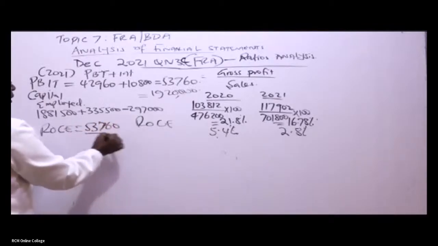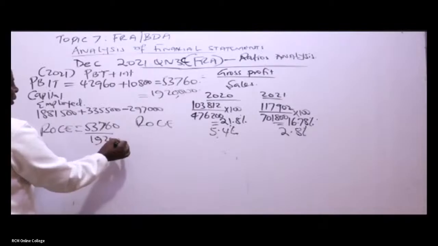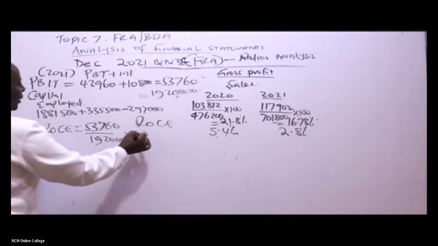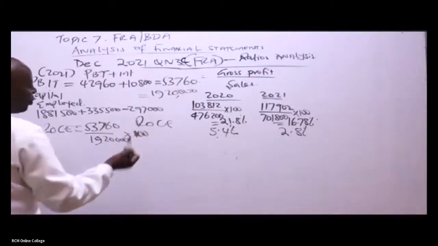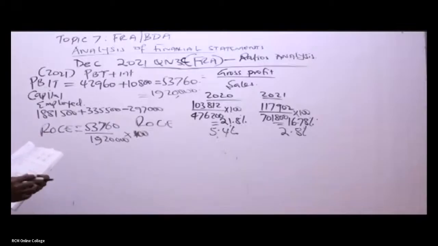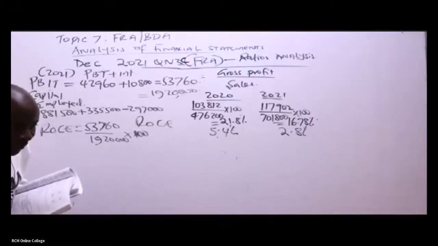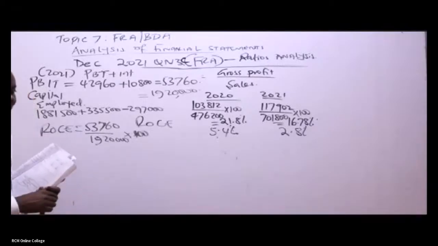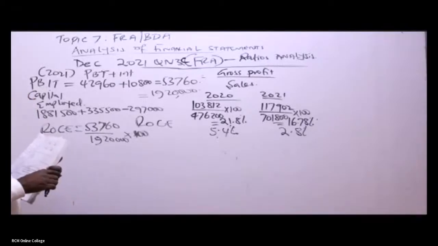Now remember that ROCE really is the quotient between this PBIT, 53,760. We divide this by the capital employed, 1920,000 times 100. So then are you able to give me these figures, 2.8? So I believe now, Angie, you're able to pick that one for 2021. Position 1, great. Thank you.